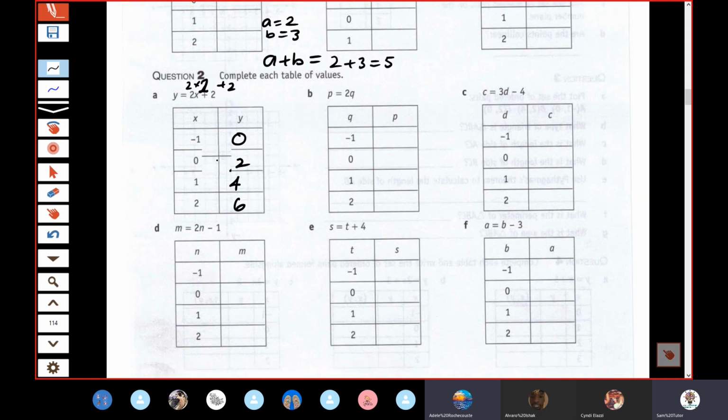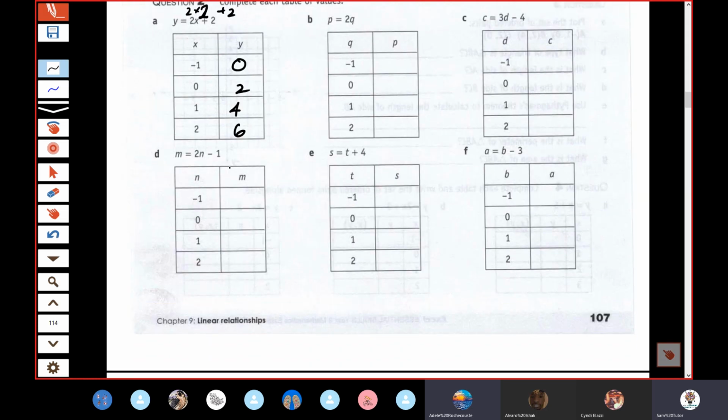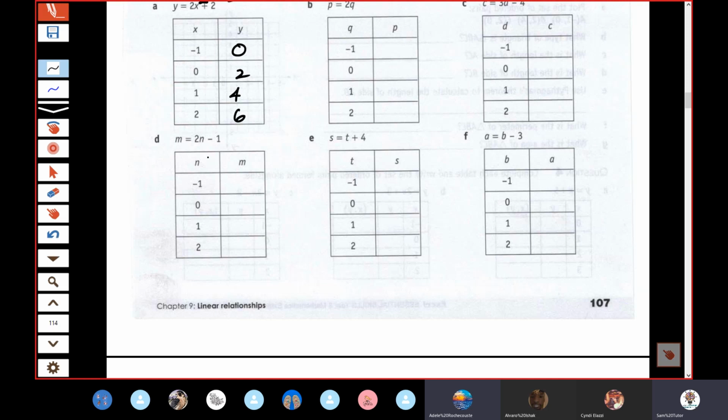Let's do another one just to make sure. Let's do this m. M equals 2n minus 1. So I'm not going to say anything. Let's see if you can work it out. You can plug it into your calculator if you have to. Okay. Give me the answer.